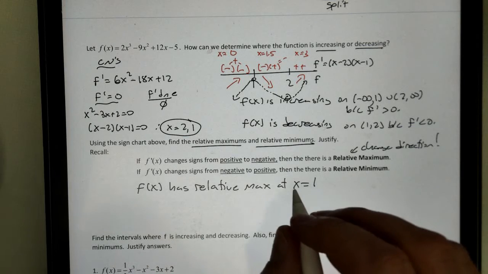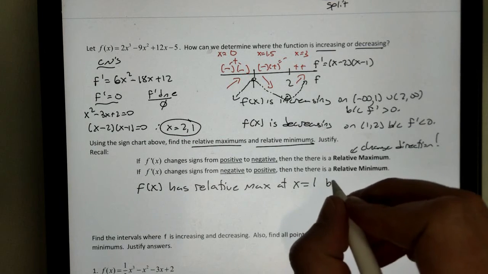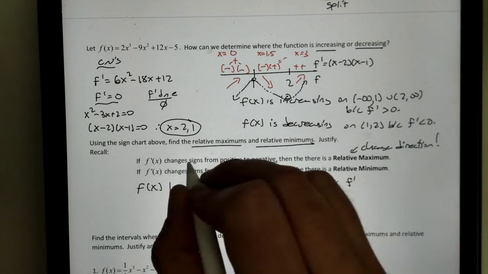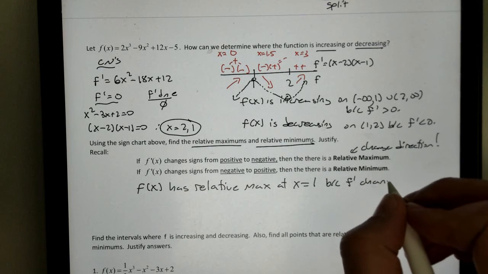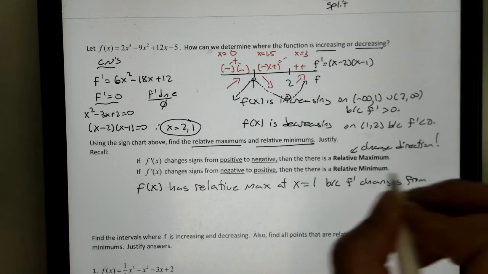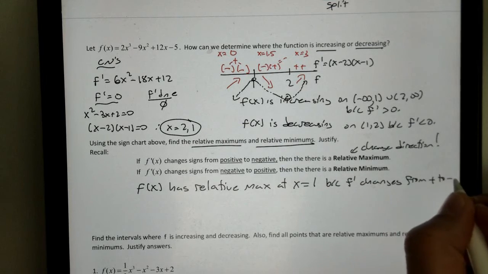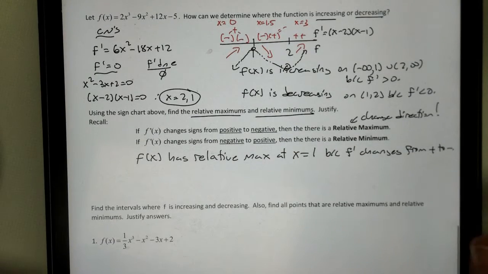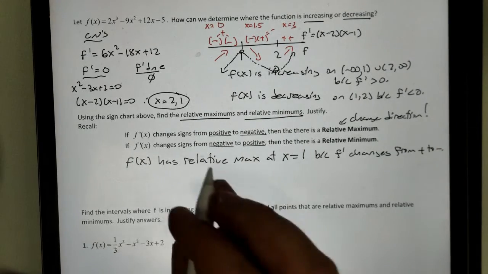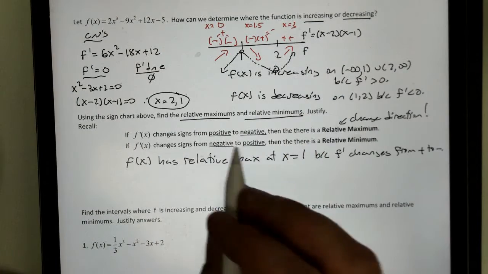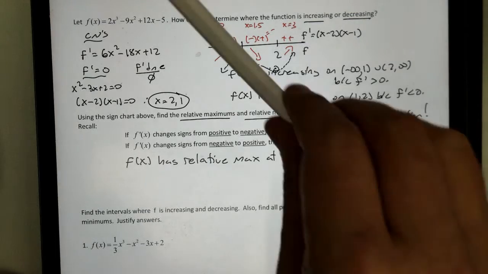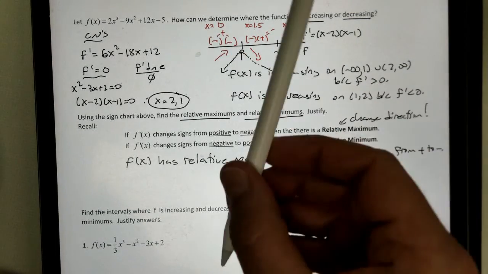We only need to change direction. So we have a relative maximum at x equals 1, and that is because the derivative changes from positive to negative. Make sure they're clear and defined there, positive and negative. What about a minimum? A minimum says we went from a negative to a positive, and we do that at 2. We go down, and then we go up.